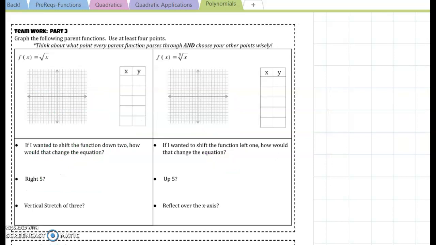So now please take a moment, pause the video, and attempt teamwork part 3. Notice the directions first. Graph the following parent function. So you're going to be creating a parent function by choosing your x values to plug in. The little hint down here says think about what point every parent function passes through, and then choose your other points wisely. So take a moment.